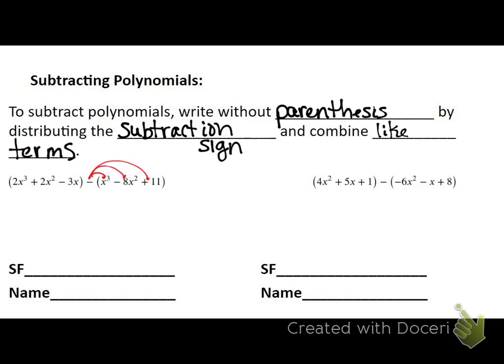Okay, so we're going to have 2x to the third plus 2x squared, because I just dropped my parentheses, minus 3x, and then this is where I distribute my subtraction sign. So a negative times a positive is what? Negative x cubed. Then I distribute it. Two negatives equal a positive 8x squared.